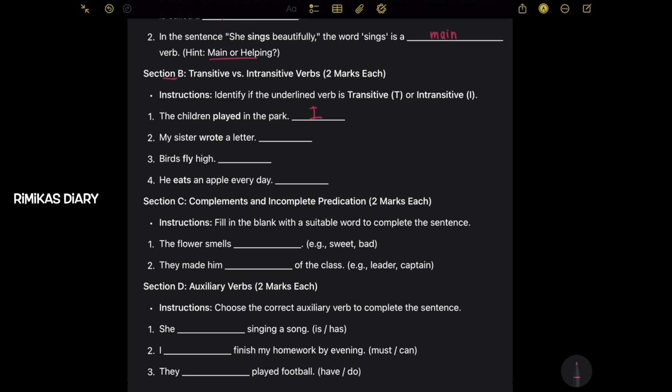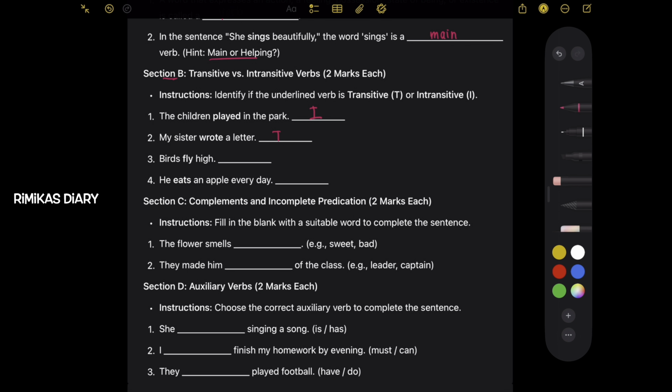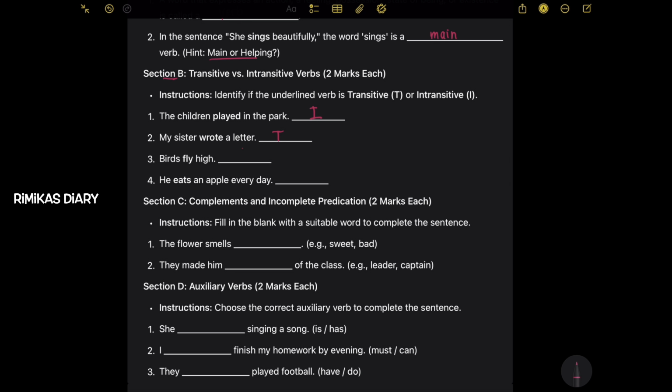I. My sister wrote a letter. Wrote what? A letter. So there's an answer for that, so it's transitive. Birds fly high. Fly high what? The answer is not needed since it's intransitive. He eats an apple every day. He eats what? An apple. So there's an answer for that, so it's transitive.